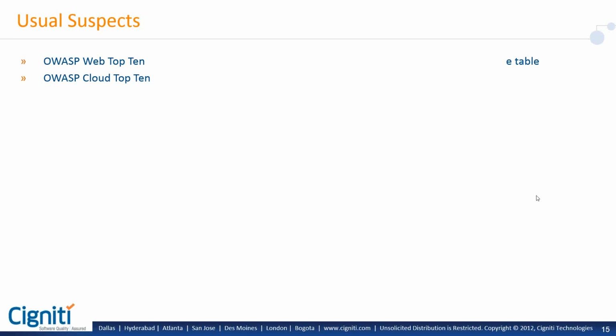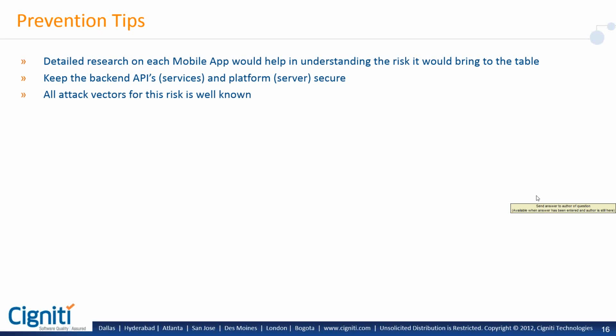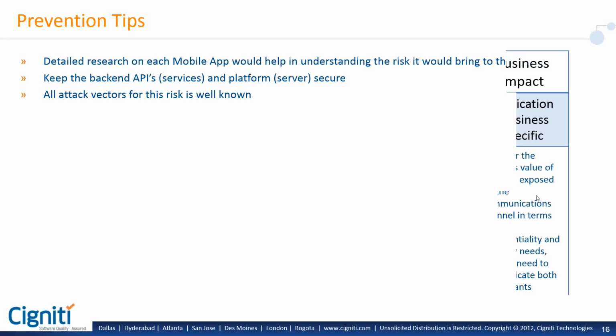So check both of those, that would give you a stuff. As I said, the prevention tips: make sure you understand what the application is doing and what it is actually bringing to the table, and whether the backend API services or the platform are secure enough, and cover all attack vectors, because all the attack vectors are from the web world and the cloud world, so we are all well known for it, and we need to understand it from a much better perspective.